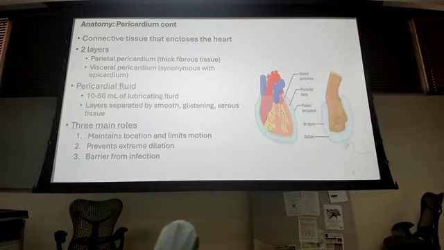So remember, we first started talking about the anatomy and physiology of the cardiovascular system. And we talked about the anatomy of the pericardium, how there are those two layers. There's a little bit of fluid in there. And the main roles of the pericardium are to maintain the location of the heart, to prevent extreme dilation of the heart, and to serve as a barrier from infection.